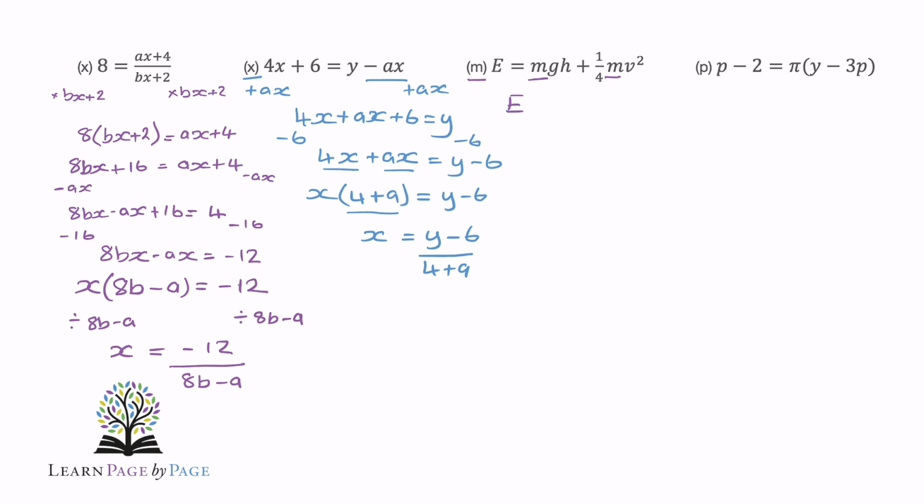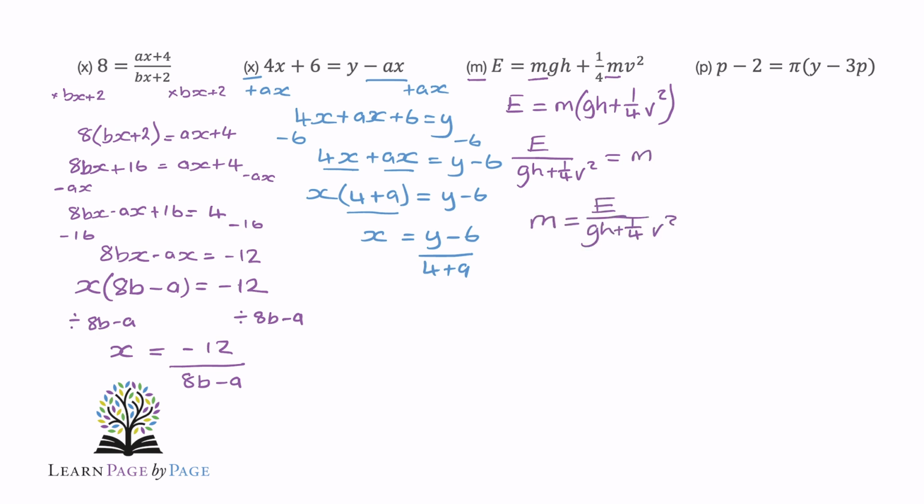So e equals m bracket gh plus a quarter v squared. I think we can just divide both sides by gh plus a quarter v squared, and m would be on its own. So we end up with e all over gh plus a quarter v squared equals m. And to make it neater for the examiner, I would rewrite it the other way round.